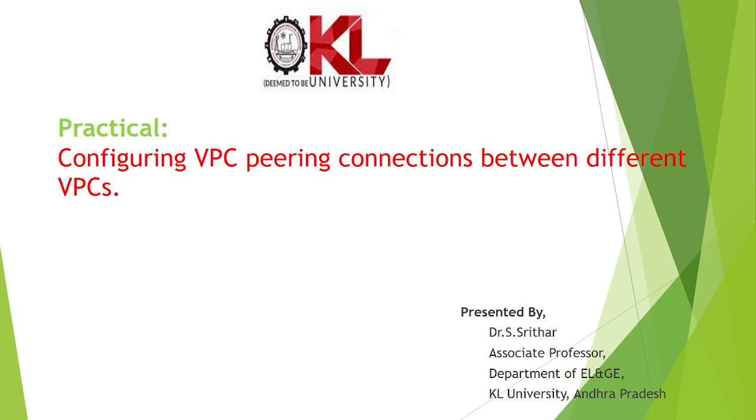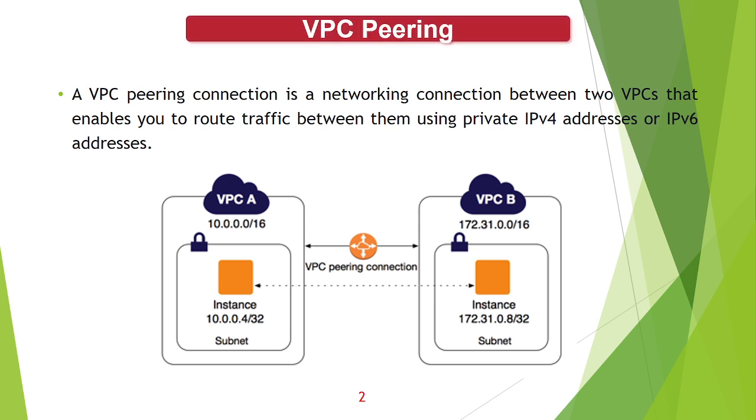Very good morning. In this practical, I'm going to show you how to configure a VPC peering connection between two different VPCs. Before we go into the demonstration, let's have a small introduction about VPC peering. VPC peering is a network connection between two VPCs where you are able to communicate between the two VPCs with a public IPv4 address.